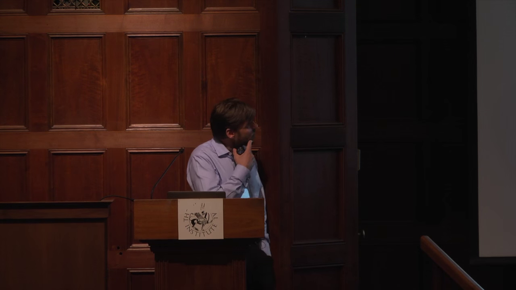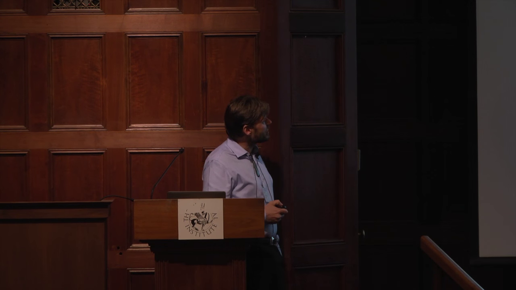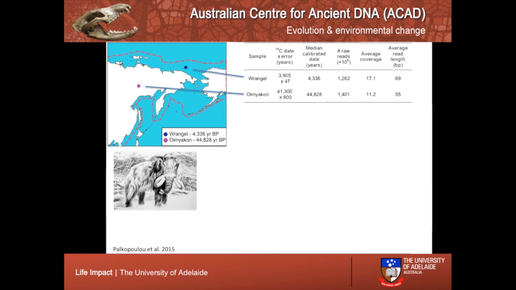To give you an example of what you can do with the genomes, this is a study on mammoth that David was involved in, which came out fairly recently. It studied the last surviving populations of mammoths, which were on Wrangel Island, a small isolated island up here in the Barents Sea, and compared them to a mainland mammoth from about 41,000 years ago. The Wrangel population survived until about 4,000 years ago. So they survived the big extinction 10,000 years ago, when most of the megafauna went extinct, but only on this small island.